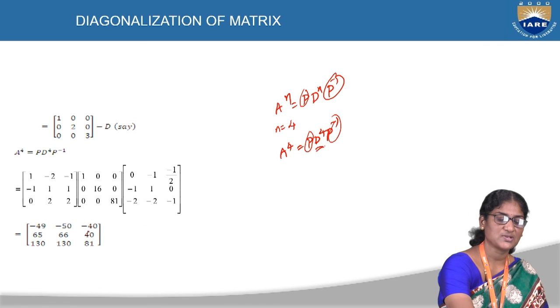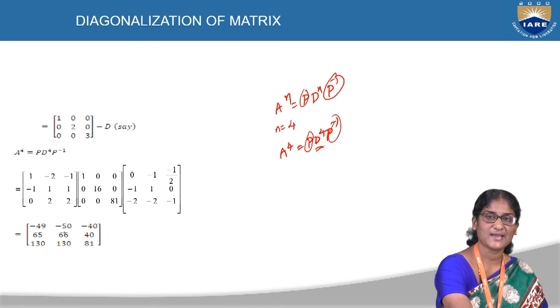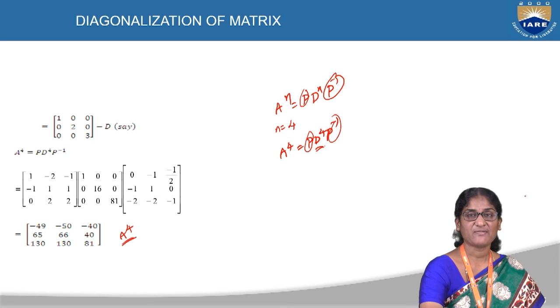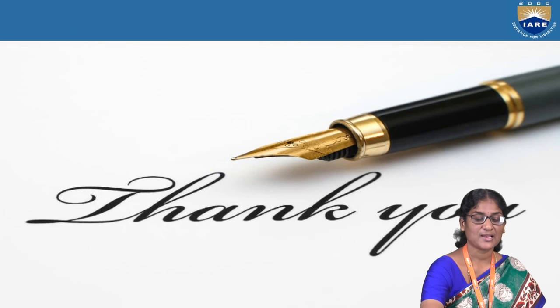Which we are going to get as -49, -50, -40, 65, 66, 40, 130, 130 and 81. This is nothing but the A to the power of 4 matrix. So this is how we can find out the powers of a matrix by diagonalization.